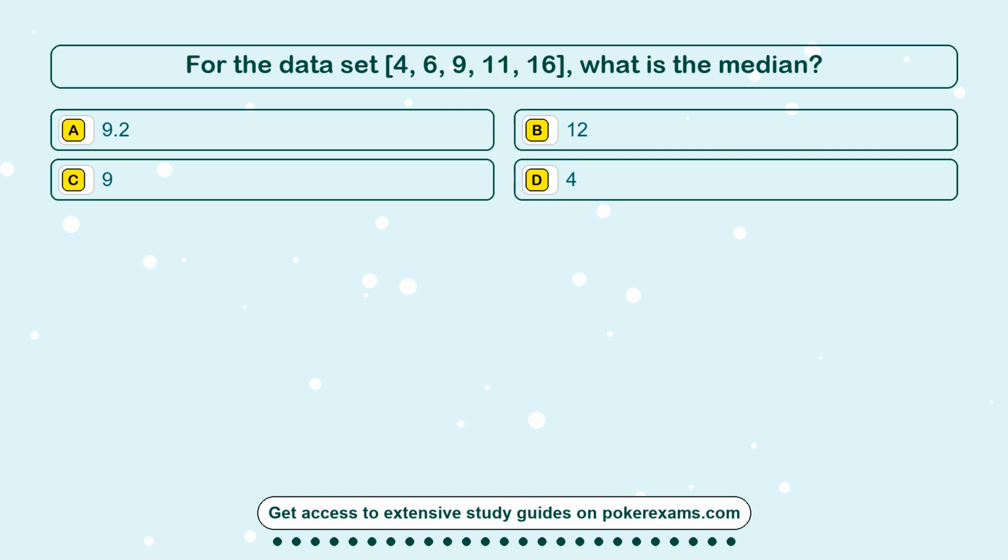Question 19. For the data set 4, 6, 9, 11, 16, what is the median? Option A 9.2. Option B 12. Option C 9. Option D 4.